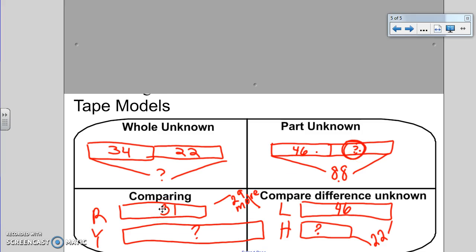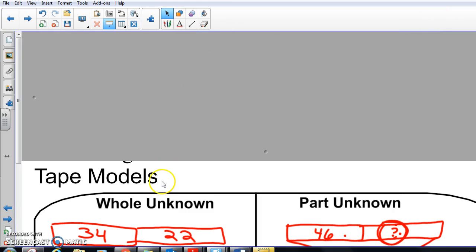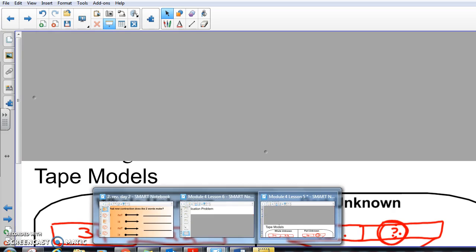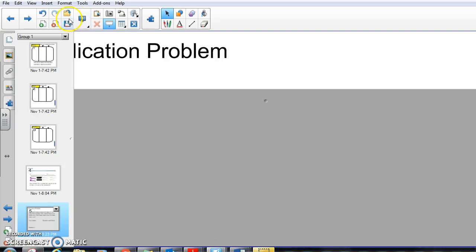A comparing problem, where we know the more part, we have to find out how much the longer unit is worth. And then we also practiced the compare difference unknown problem, where we know the bigger part and we have to find out the smaller part. So today you're going to practice a whole unknown story problem where you have to put two parts together to find out what the whole is.